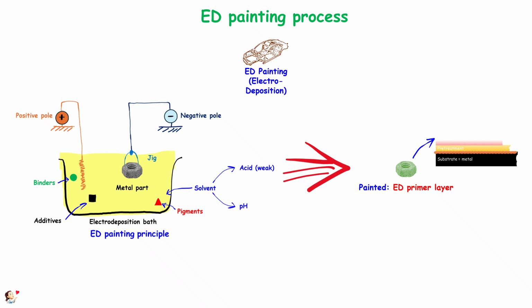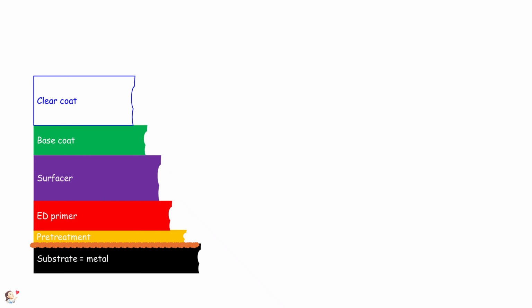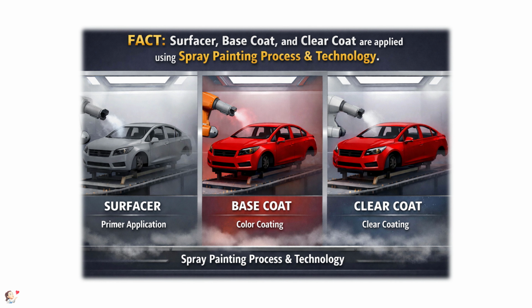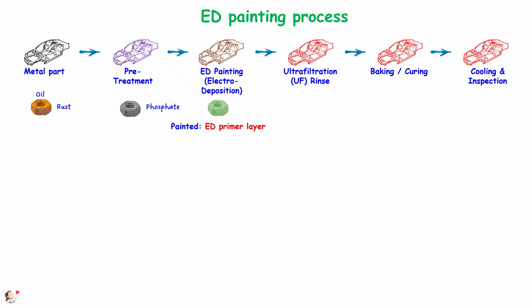What about the 3 layers, surfacer, base coat, and clear coat? The truth is they are created by applying a spray painting process and technology. This is another form of painting, only applied when the product requires a high-quality paint finish, such as on automobiles. I will probably share more details about this method later. In short, step 2 produces a painted metal part, which is the ED primer layer.